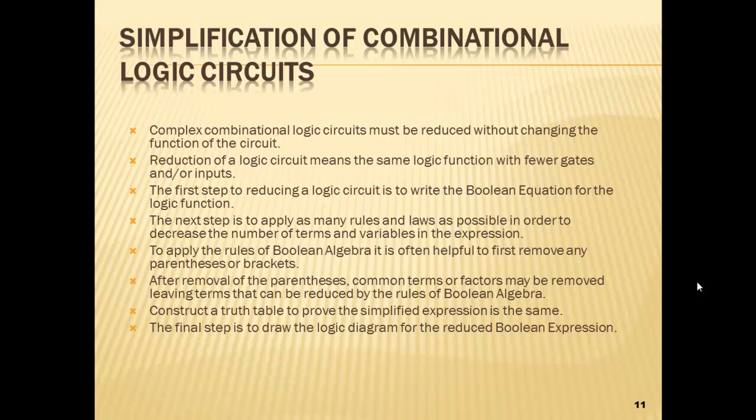The first step is always to write out the Boolean equation, and you have to have that laid out. Next step is apply rules, and then try to simplify it down whatever way you can. Try to remove parentheses and brackets, and try to find common terms, factoring in and out, and then construct a truth table to prove it. We'll do some truth tables later on, but right at first we won't. But you usually want to provide truth tables to prove that your original and your simplified are the exact same thing.